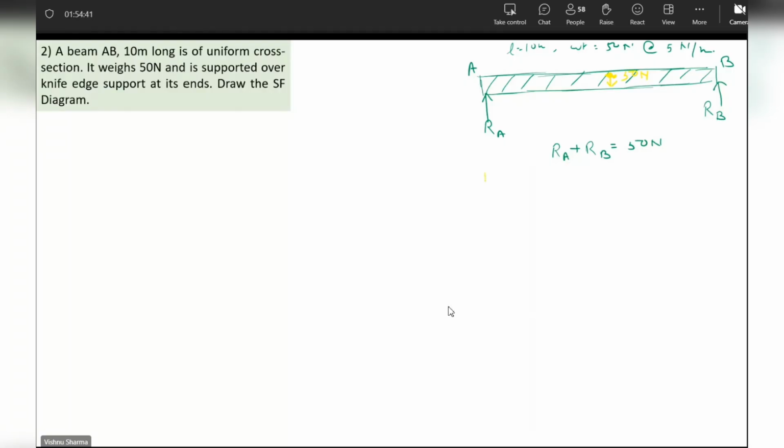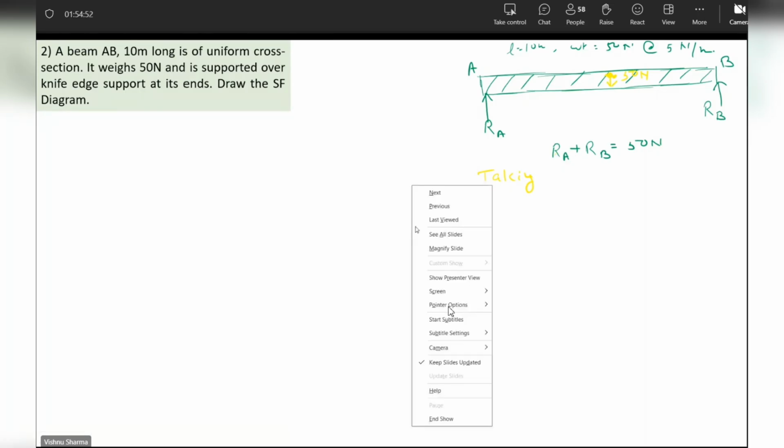So now, taking moments about... should I change to the dark one or is it okay, guys? It's a little dark, sir. Sir, please change to the dark one. Okay. No, it doesn't cost me here. It's okay.